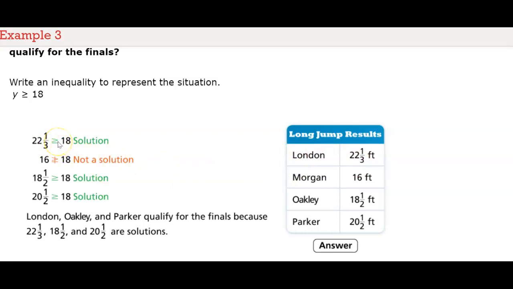and that is greater than 18. So that is a possible solution. Morgan is 16. That is not greater than 18. So Morgan is not an option for the finals. 18.5 feet is for Oakley, and that is greater than 18. So she will be going to the finals. And 20.5 is Parker, which is greater than 18. And so the 3 finalists would be London, Oakley, and Parker because all of their results are greater than the 18.